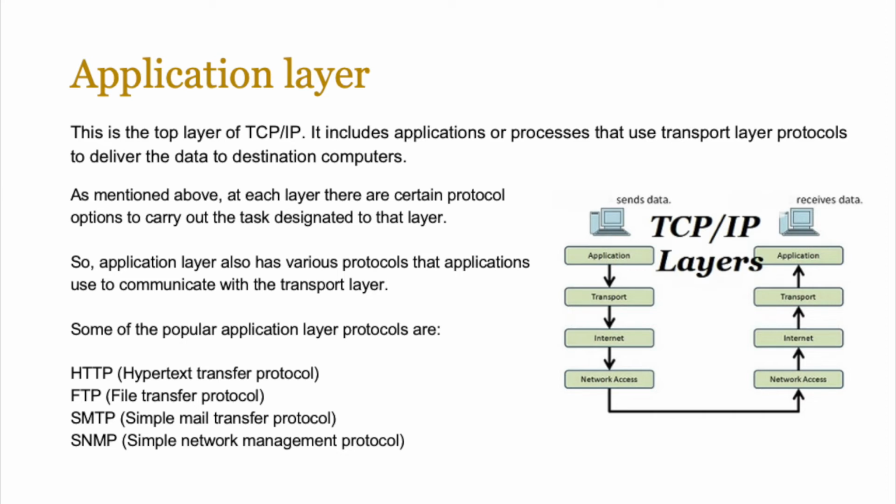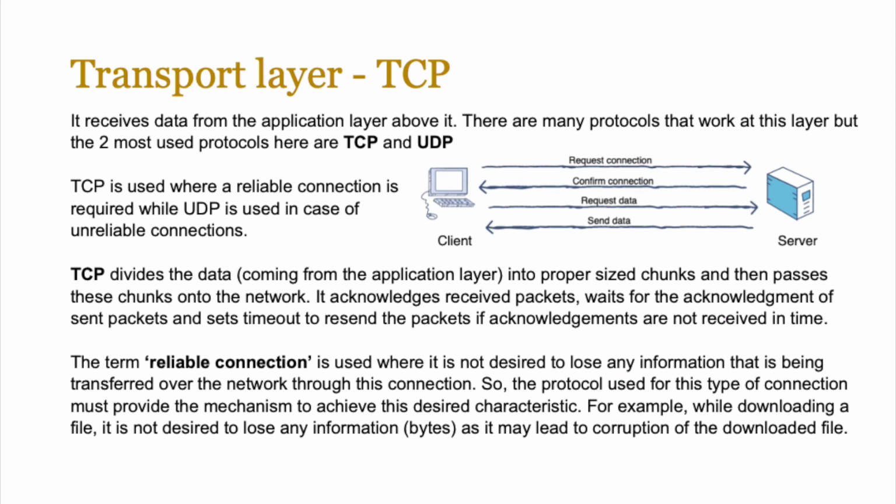Now, some of the popular application layer protocols are HTTP, FTP, SMTP, SNMP. Full forms are on screen. These protocols will probably reside in the application layer of a TCP/IP protocol suite. And as a result of this, they allow communication with the next layer, which is the transport layer. Now, the transport layer, or the TCP, receives data from the application layer above it, and there are many protocols that work at this layer as well. However, the two most commonly used protocols are TCP and UDP.